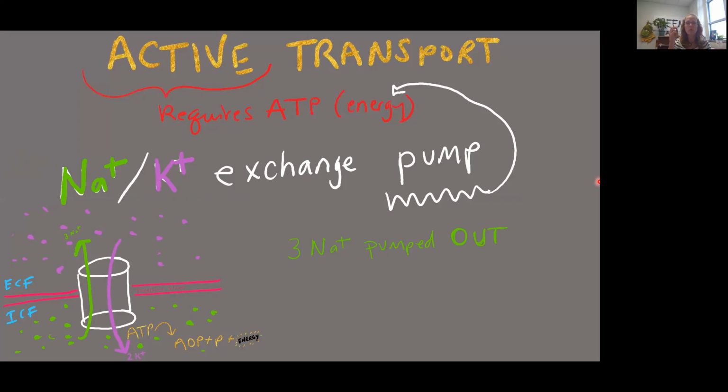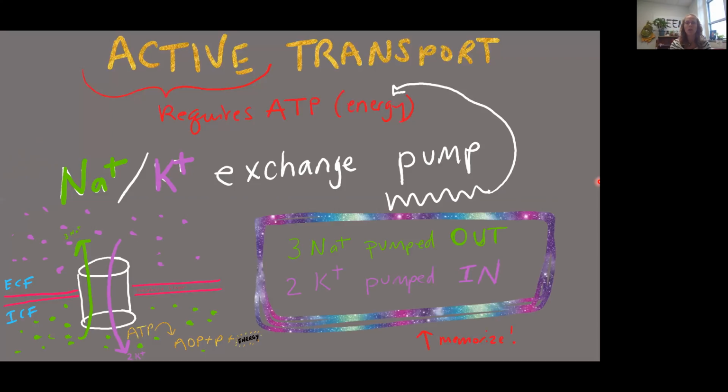Now this is something that we have to memorize. 3 sodium are pumped out. 2 potassium are pumped in. So make sure you know the direction of the ions. Again, that sodium goes out, potassium goes in, and you also have to memorize the number. So you need to know 3 sodium pump out and 2 potassium pump in. You will have exam question on this for both our unit and for our departmental final, and you'll continue with this important concept as you move into your next semester of the course.